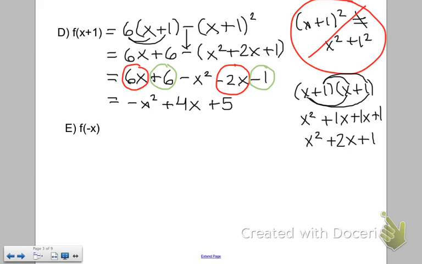Okay. We've got one more where we're going to simplify an expression. This time we're looking at f of negative x. There's a negative in there, so again, it's going to be super important to make sure we're using our parentheses. So we have 6 times negative x minus negative x squared. Now 6 times negative x is just going to give us a negative 6x. My subtraction is getting copied over, and now when I square that quantity negative x, I'm going to get a positive x squared.